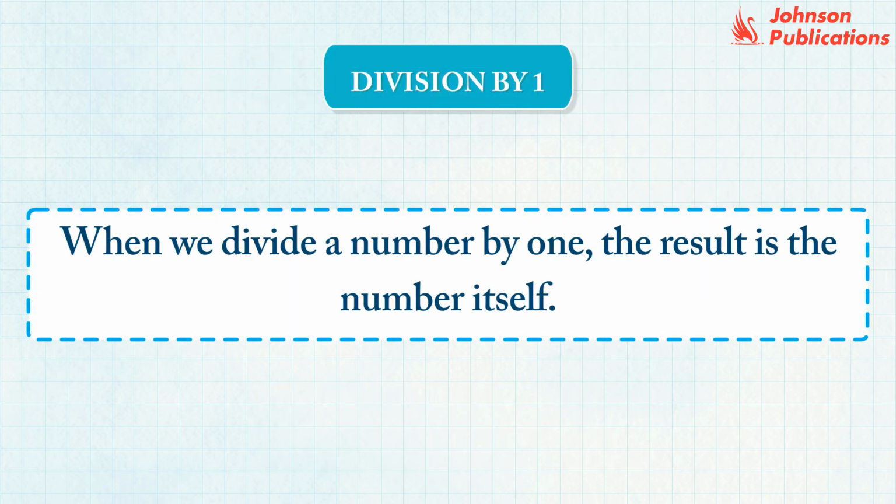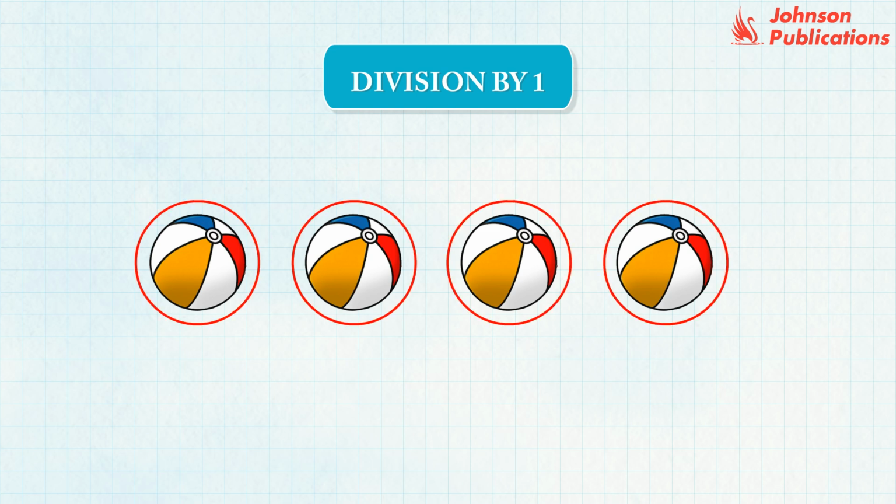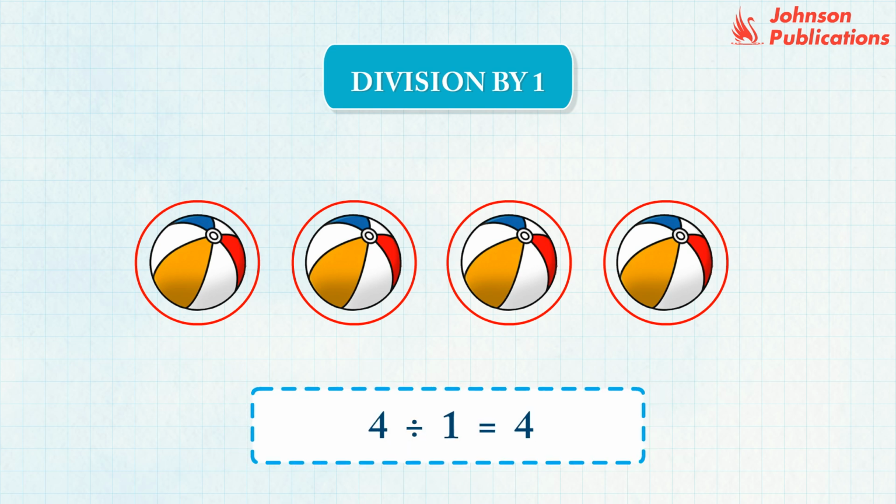When we divide a number by 1, the result is the number itself. How many groups of one ball can be made using 4 balls? And we can make 4 groups using 1 ball in each group. So 4 divided by 1 is equal to 4.